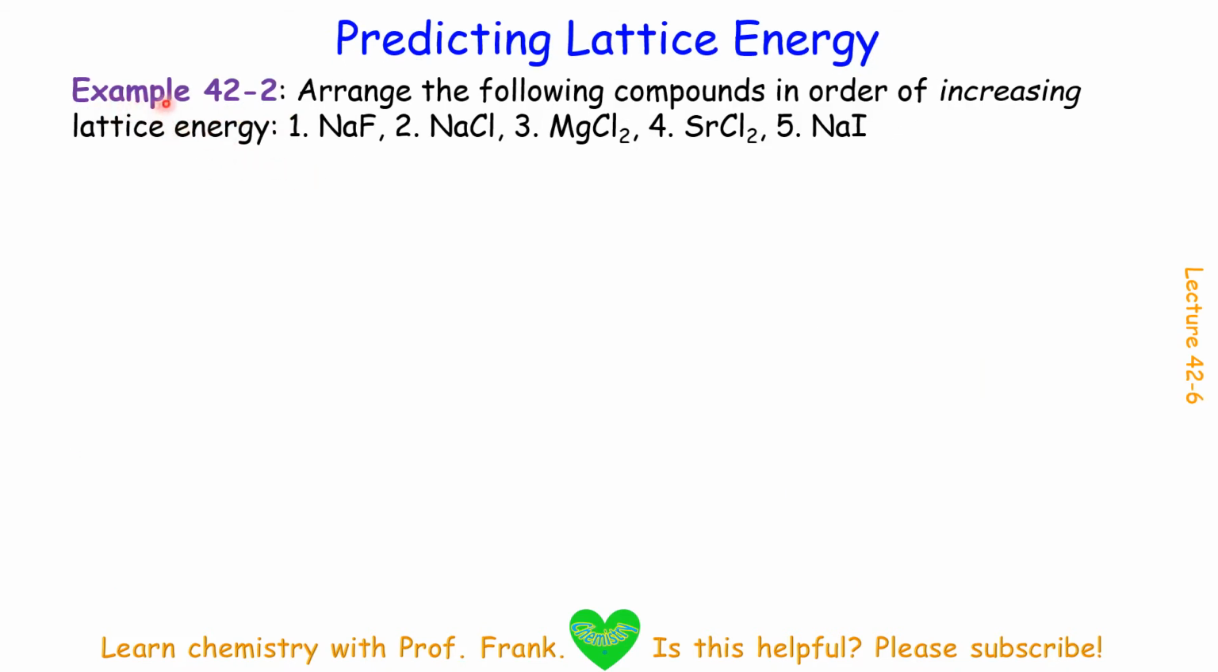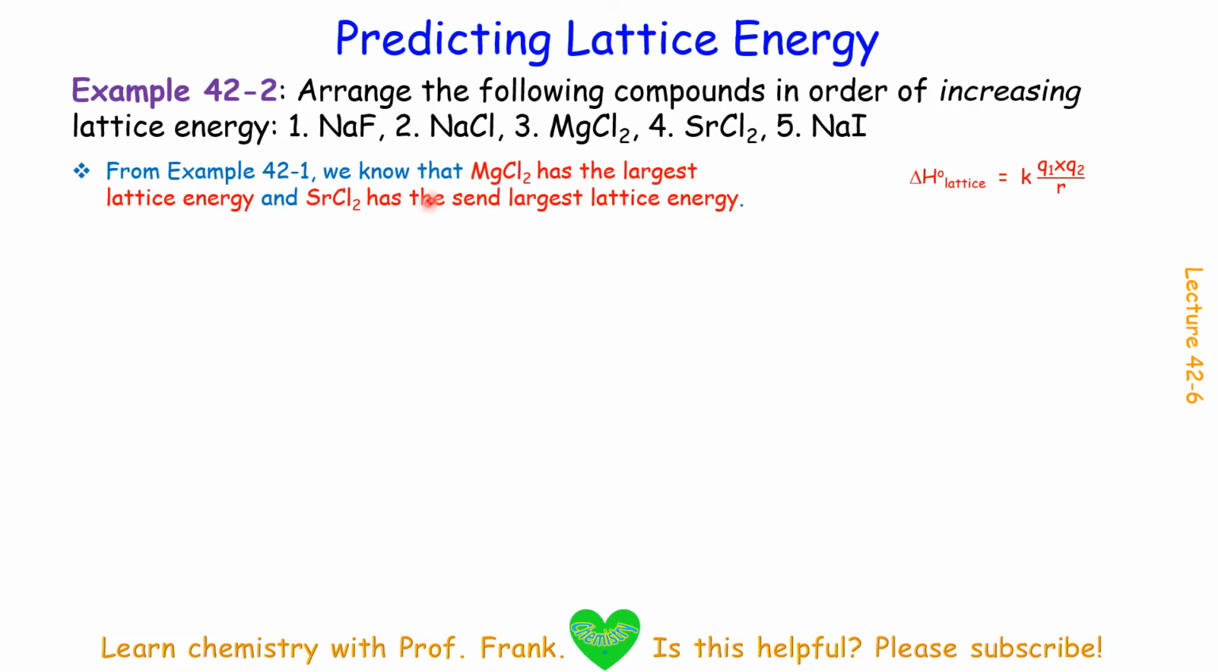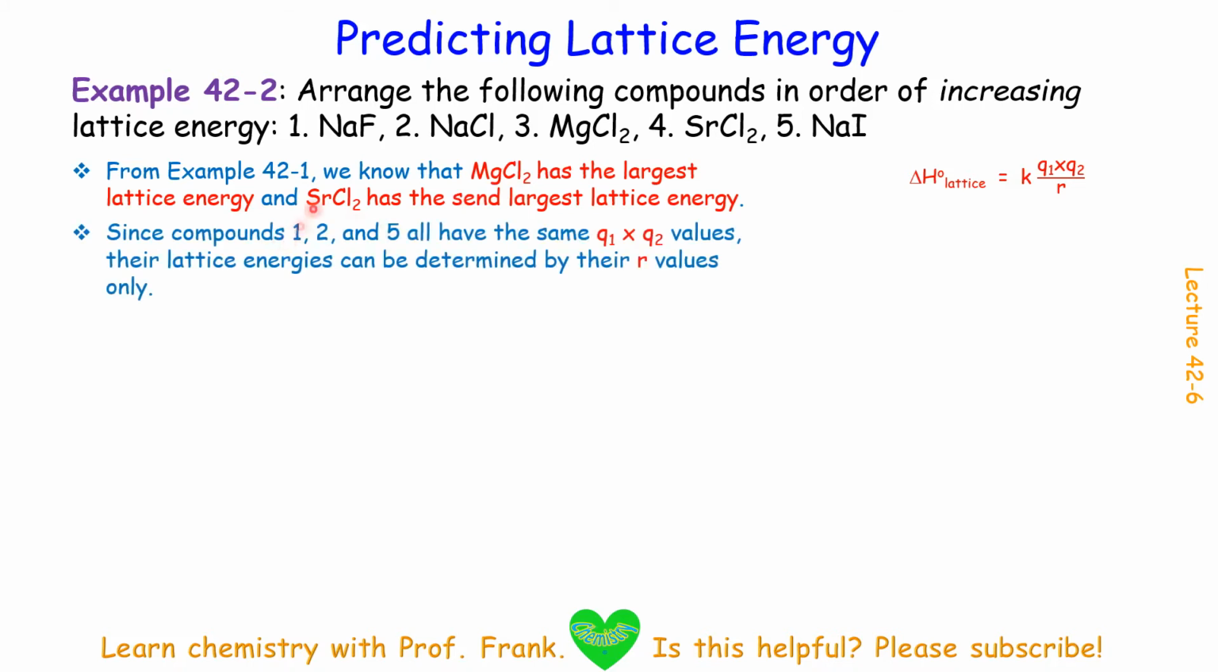Now let's work on example 2. We need to arrange the same 5 compounds as we just worked on in example number 1 in order of increasing lattice energy. Again, let me bring up the equation for calculating the lattice energy. In the previous slide, we already know magnesium chloride has the largest lattice energy, followed by strontium chloride. Then we only need to work on compounds 1, 2, and 5.